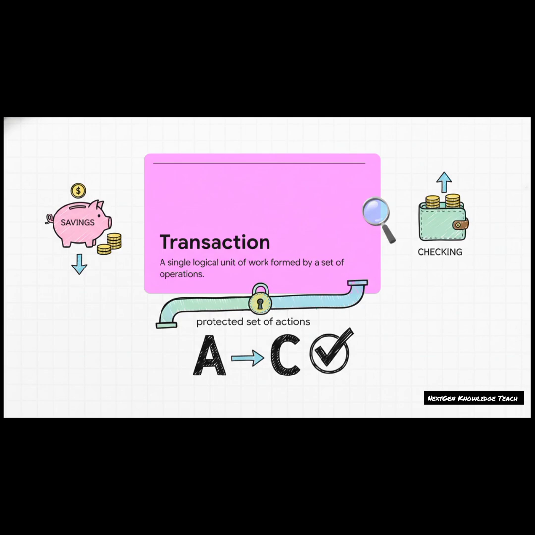The classic example is a bank transfer. When you move money from your savings to your checking account, that's one transaction. You can't have the money leave savings but never arrive in checking. It has to be all or nothing.